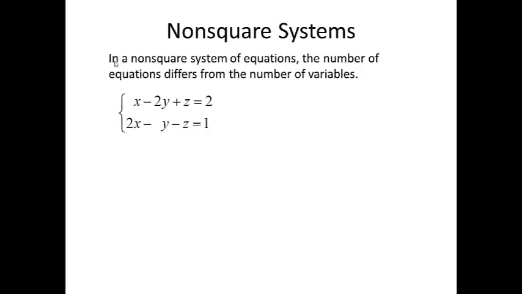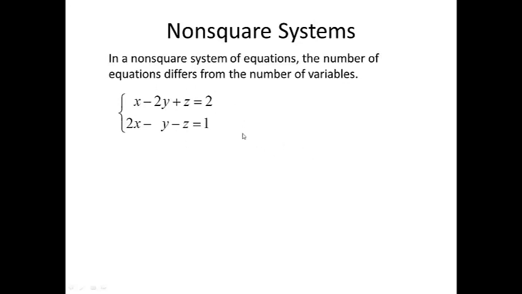Non-square systems. This is for the honors. In a non-square system of equations, the number of equations differs from the number of variables. That means we have 3 variables and only 2 equations. That means we don't have enough to really completely solve this. So we're going to have to write our answer a little differently.